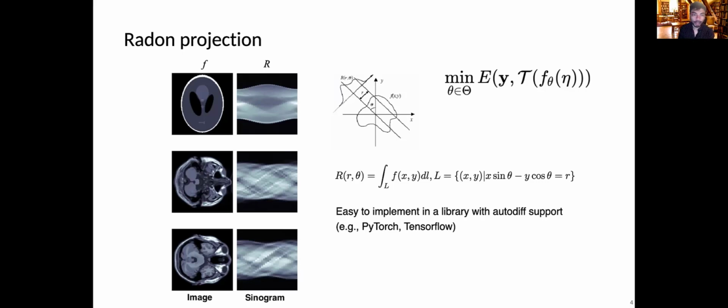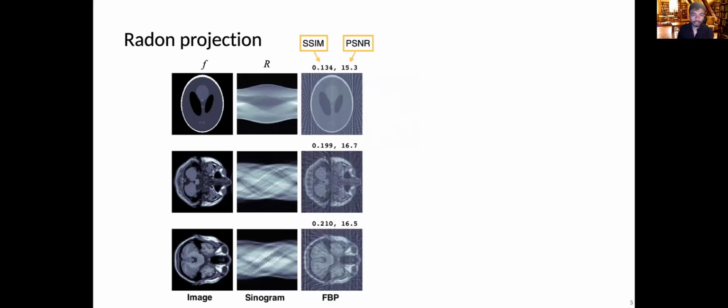Okay. All right, so let's see how this works as a comparison. These are 3 images, and these sinograms or these Radon projections were computed with a sparse set of angles, and there was also a little bit of noise.